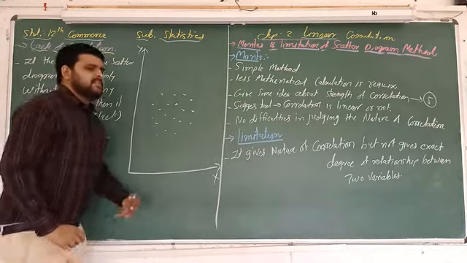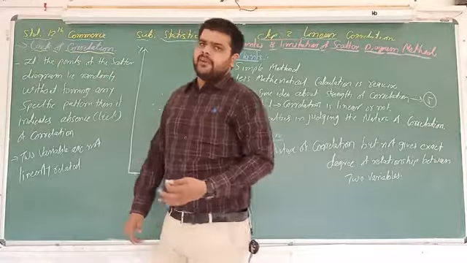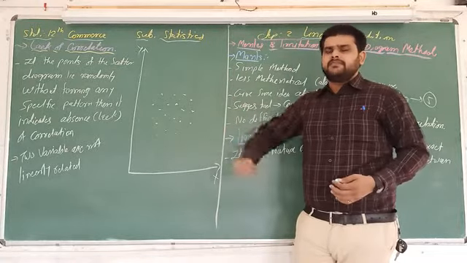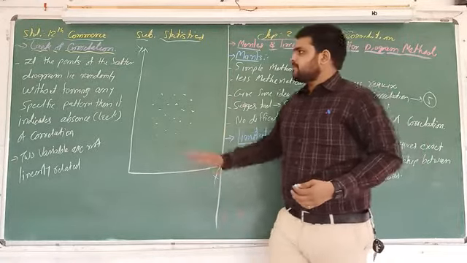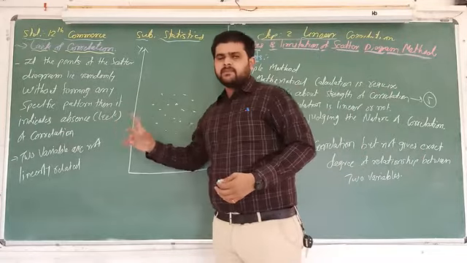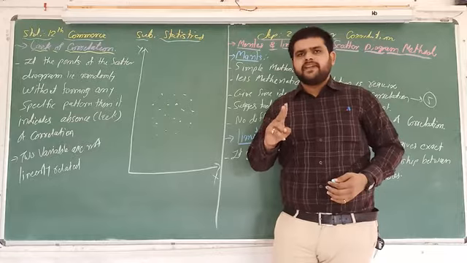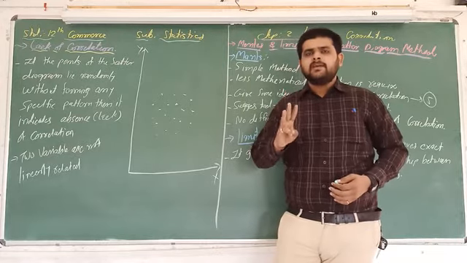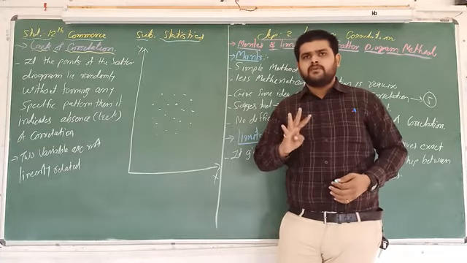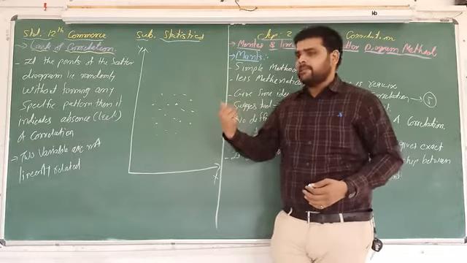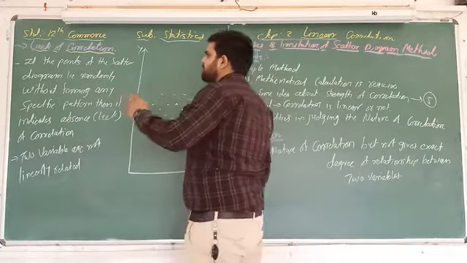So after the completion of the four types of linear correlation with the help of the scatter diagram method, now the fifth type is there, that is lack of correlation. First, perfect positive correlation. Second, perfect negative correlation. Third, partial positive correlation. Fourth, partial negative correlation. Now we will discuss the fifth and last type, that is lack of correlation.